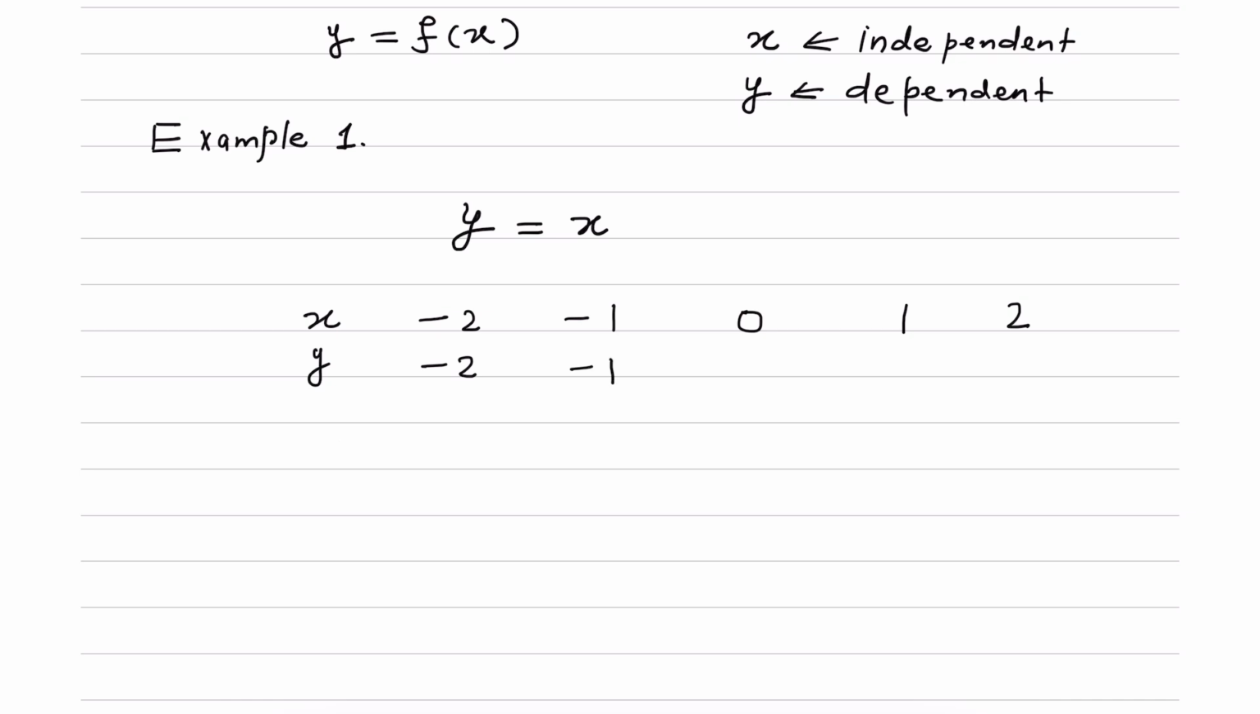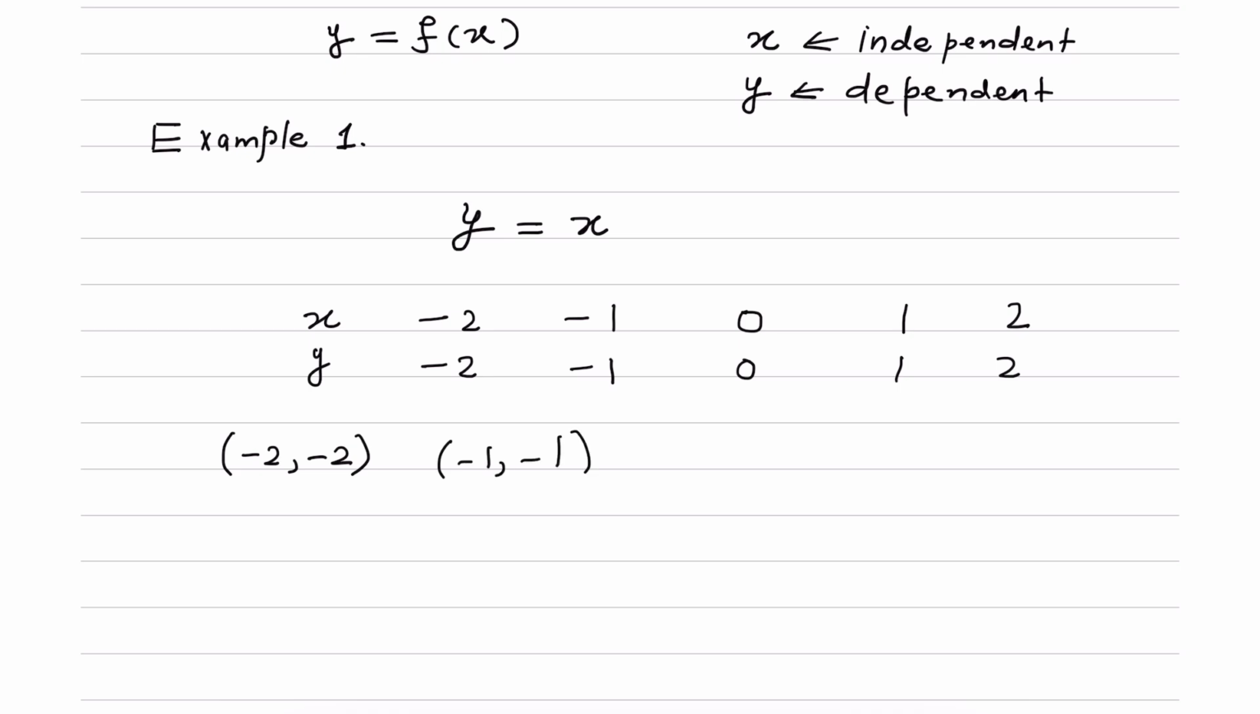When we plug 0, we get 0. When we plug 1, we get 1. And when we plug 2, we get 2. So we now have these points. What points? We have the points (-2, -2), the first point here, and we have (-1, -1).